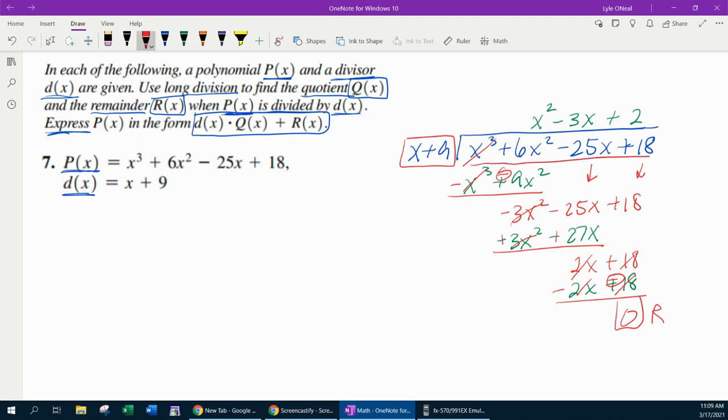Now, to express the solution the way they want it, it says in the form of d of x times q of x.